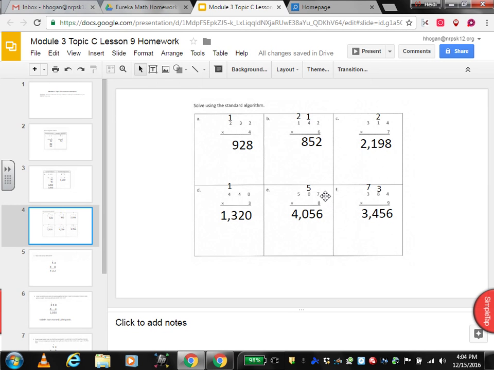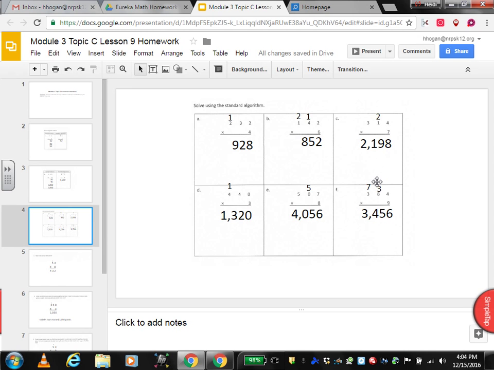Here we go. 8 times 7 is 56 because we regroup 5 groups of 10. Okay, 56. 8 times 0 is 0, but we do have our 5 tens here, so we bring them down. 5. 8 times 5 is 40, 4,056.